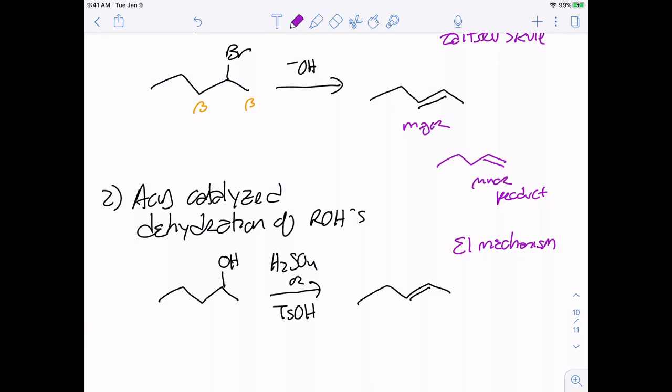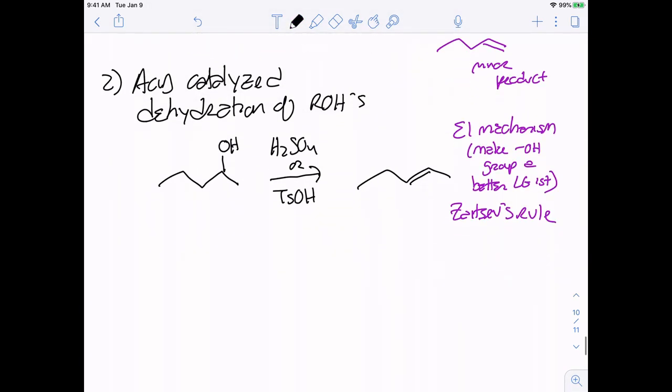So E2 mechanism, make our OH group a better leaving group first. And again, it does follow Zaysev's rule. Our third way is also from chapter 9, and that's where if we have a primary alcohol, we use the POCl3 in pyridine.